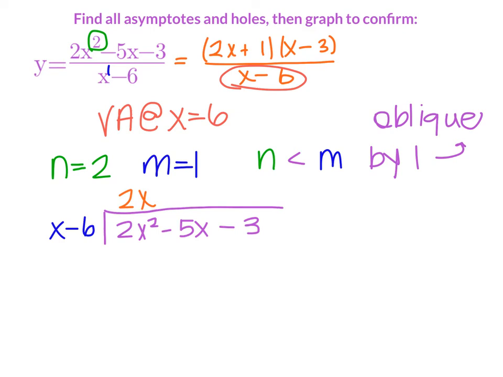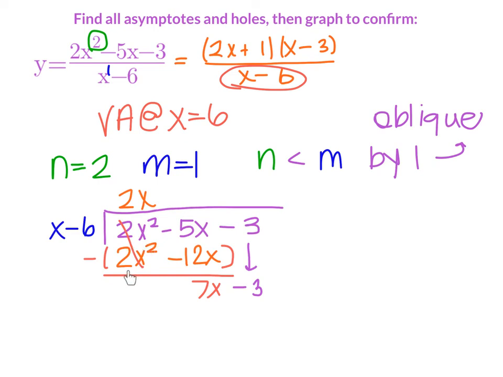In order for it to become 2x squared, I would multiply x by 2x. Then in order to find what goes beneath so I can subtract, I multiply this 2x by each of these terms. 2x times x is 2x squared, and 2x times -6 is -12x. So I stack them underneath their matching variable and exponent. I'm going to subtract these and see what I get. 2x squared minus 2x squared is nothing. That's the whole point of putting the 2x up there. It takes away that first term. And then -5x minus -12x, so that becomes -5 plus 12. We get positive 7x minus 3.